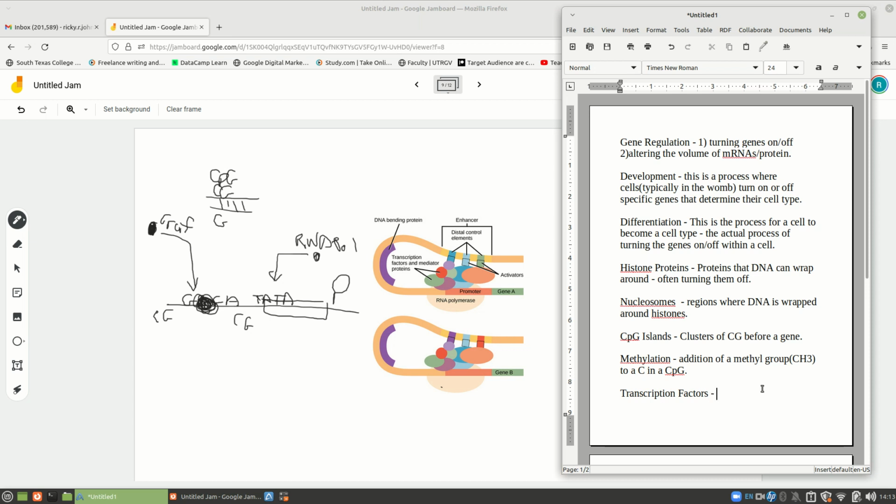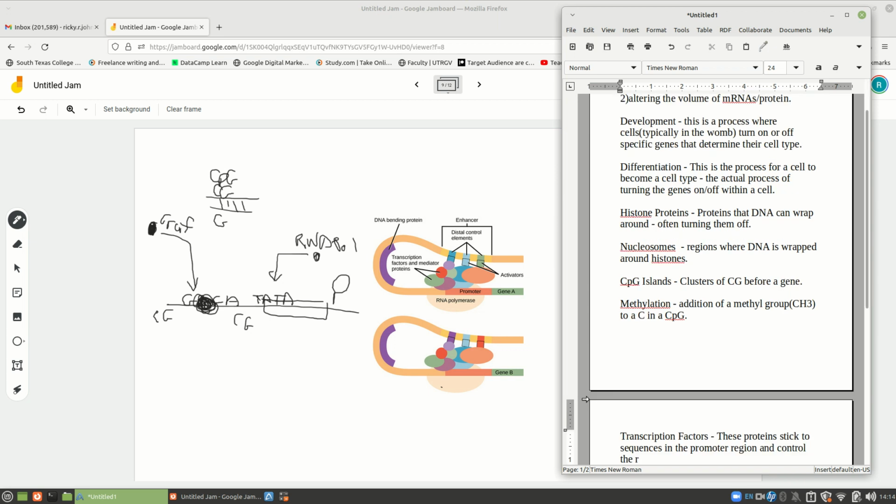All right? These proteins stick to sequences in the promoter region, all right, and control the rate of transcription. So how many RNAs are made? Transcription. And of course, if you control the number of RNAs, you're going to control the number of proteins. All right, and so they can increase the rate, they can decrease the rate.